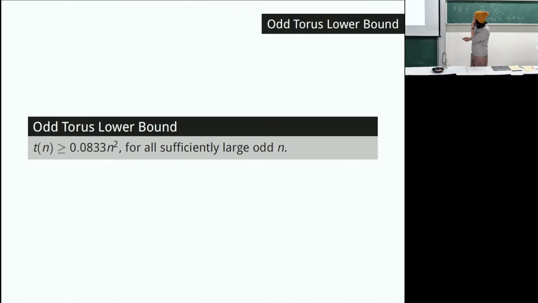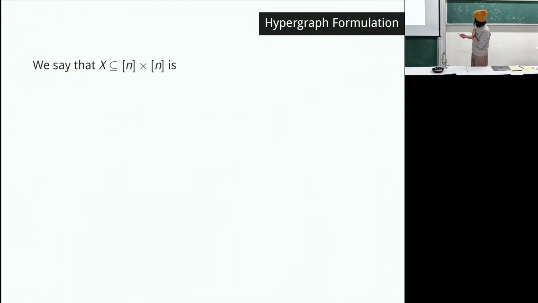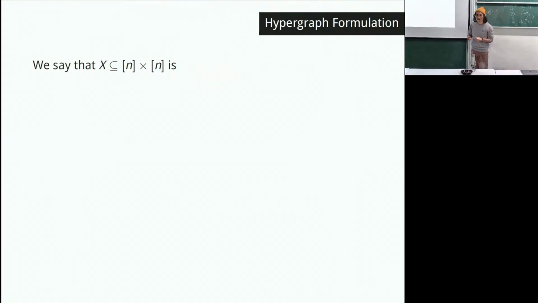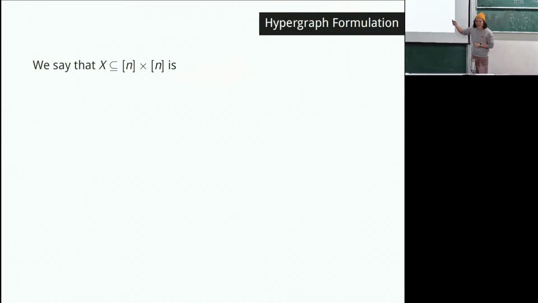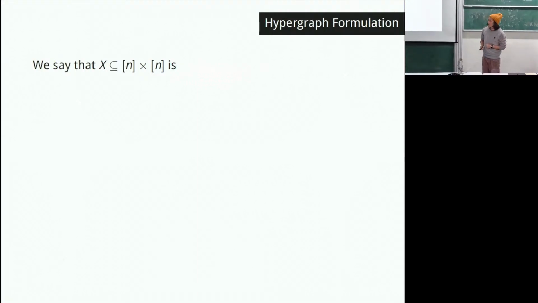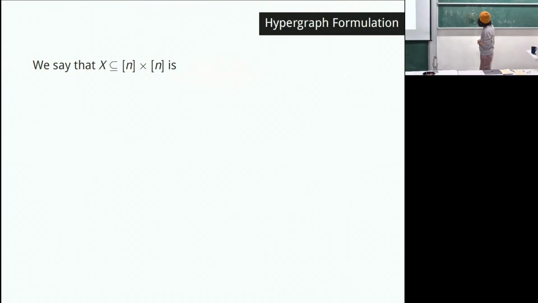Let me think of this as a hypergraph coloring problem. Let's think of a hypergraph whose vertex set is the set of cells. This notation [n] just means the numbers from 1 to n, so this is all pairs ij, the natural indexing of these cells.